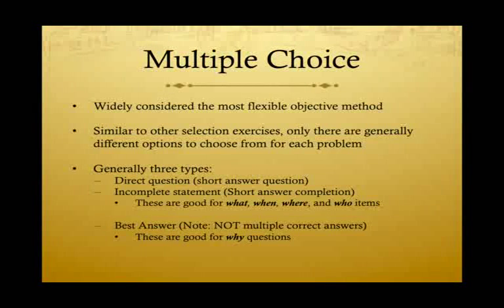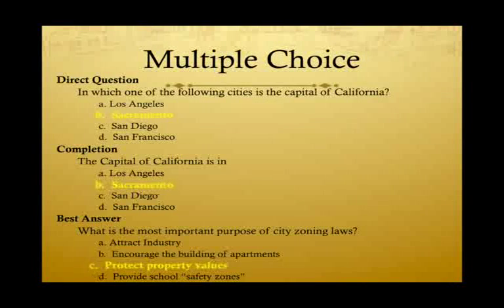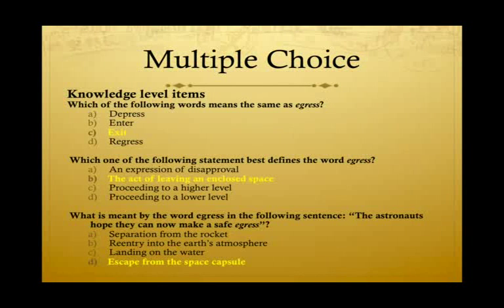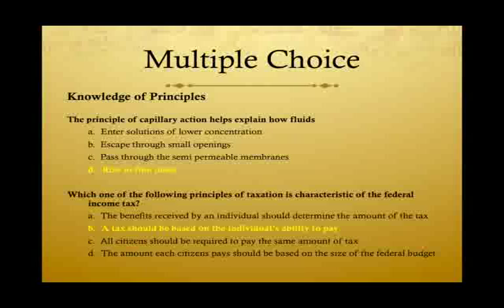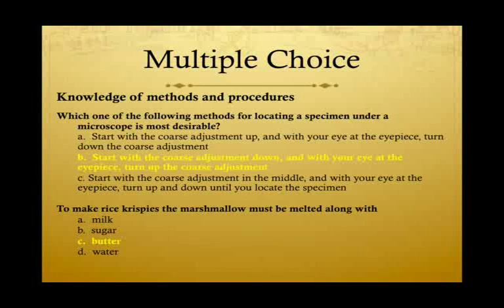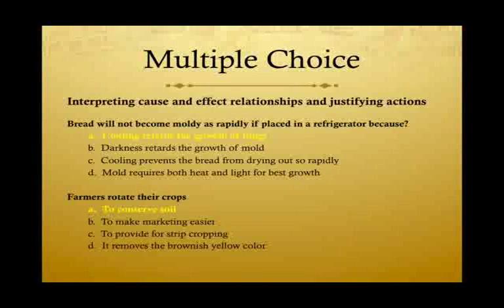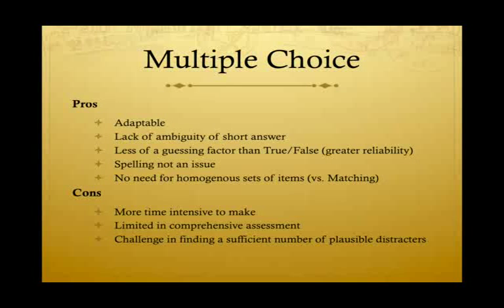If we're talking about multiple choice, it's very flexible, a lot of good benefits, some recommendations again, tips about how you might want to make them, how you can extend them beyond just recall, right? Lots of examples. And the great thing about multiple choice is that they are adaptable. You can ask the same kinds of questions as you would with the short answer, but you get to pick what the possible answers are. You lower the guessing factor. You don't have to worry about spelling. You don't have to worry about homogeneous lists like you do in matching. It can be different because every question is different.